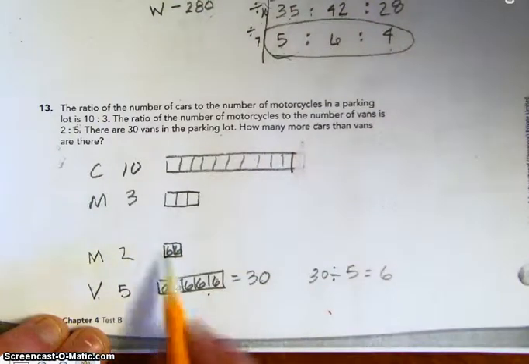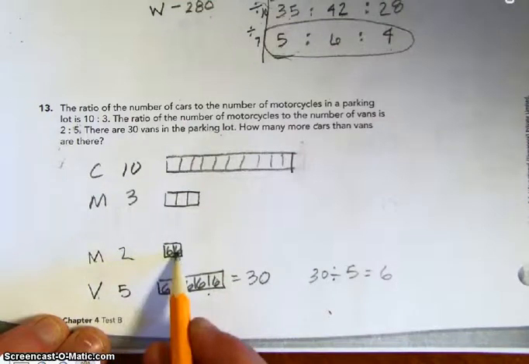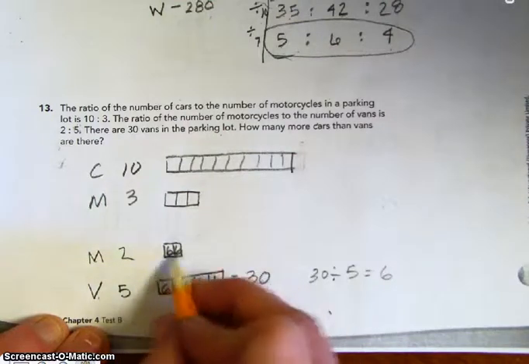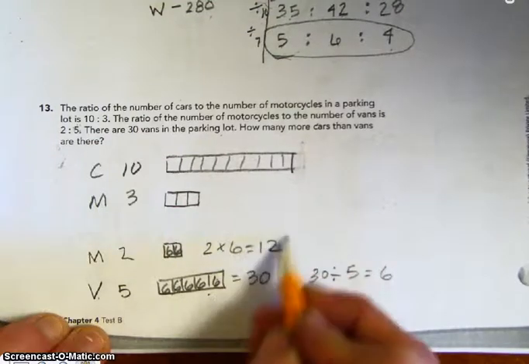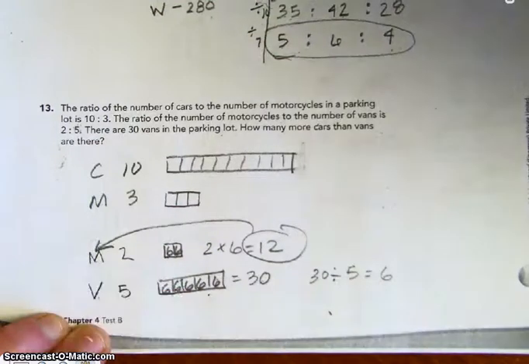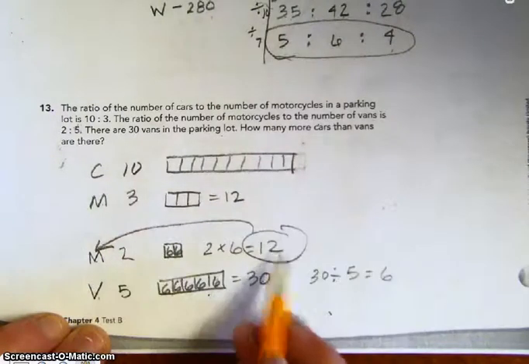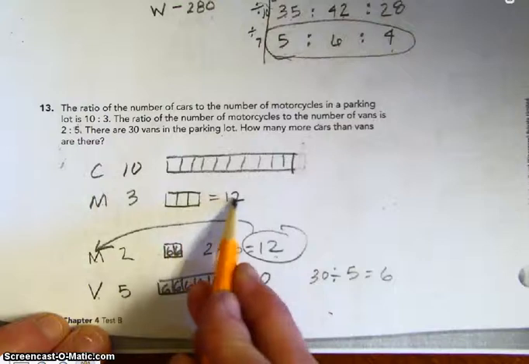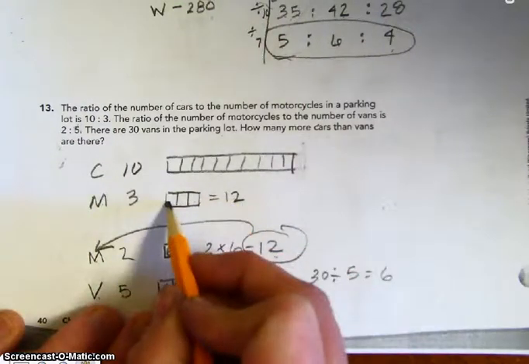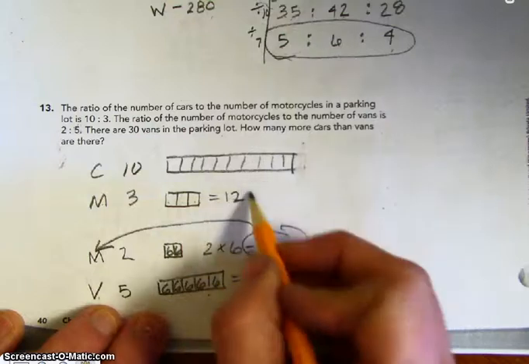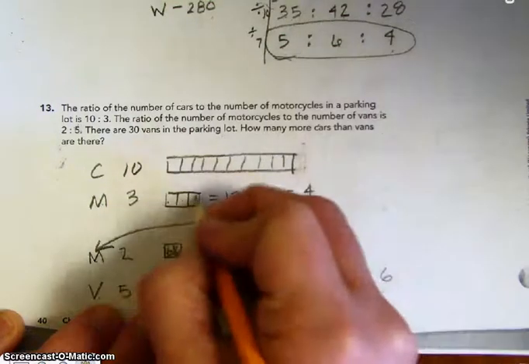But now that I know each of them is 6, I can figure out how many motorcycles I have. If both of these units are equal to 6, I can say 2 units times 6, because that's how many in each unit, is 12. So there's a total of 12 motorcycles. So up here, I can say this is equal to 12, because there would still be 12 motorcycles up here. So now I would go 12, but here there's 3 units for the motorcycles. So 12 divided by 3 units equals 4. So each of these is 4.